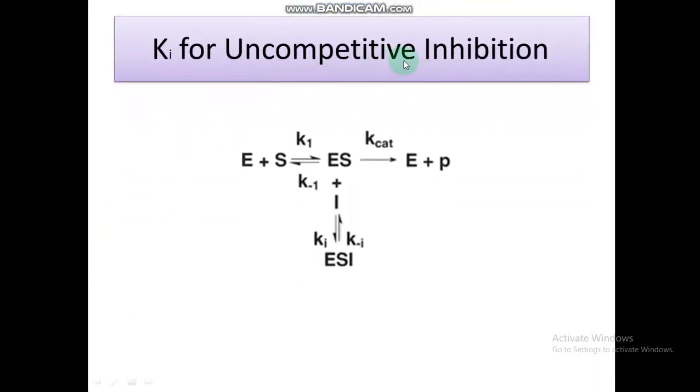Ki for uncompetitive enzyme inhibition. During uncompetitive enzyme inhibition, the inhibitor binds with the already formed enzyme substrate complex. The inhibitor binds either to an allosteric site or outside the enzyme substrate complex, and then it makes an ESI, the enzyme substrate inhibitor complex. In this case, the inhibition constant will again be K minus I divided by Ki. Here the substrate is a must, because before the substrate is there, the inhibitor will not bind. This is uncompetitive enzyme inhibition.